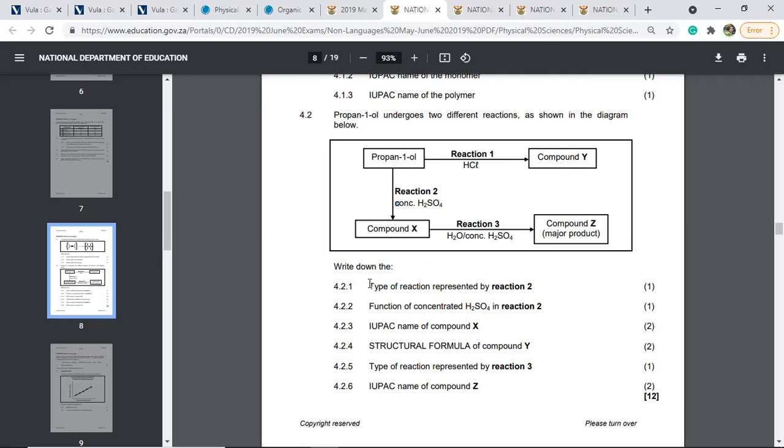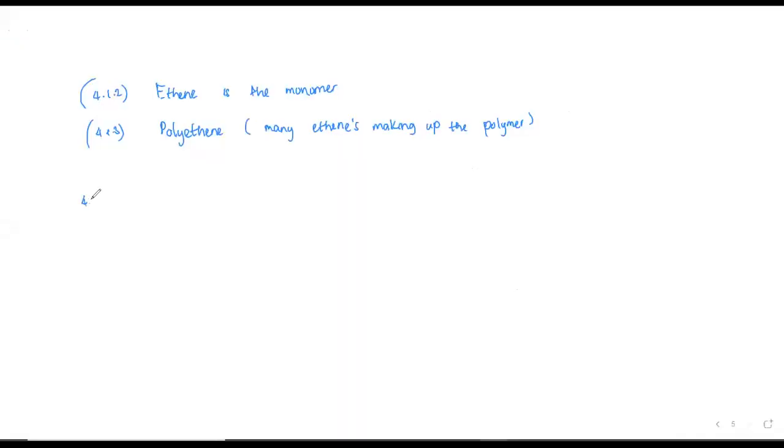And then 4.2.3 asks us to come up with the IUPAC name for compound X. So we'll switch to our whiteboard. We have propan-1-ol. We can write down the structural formula for propan-1-ol so that we can see how the molecular formula looks. So it's an alcohol.